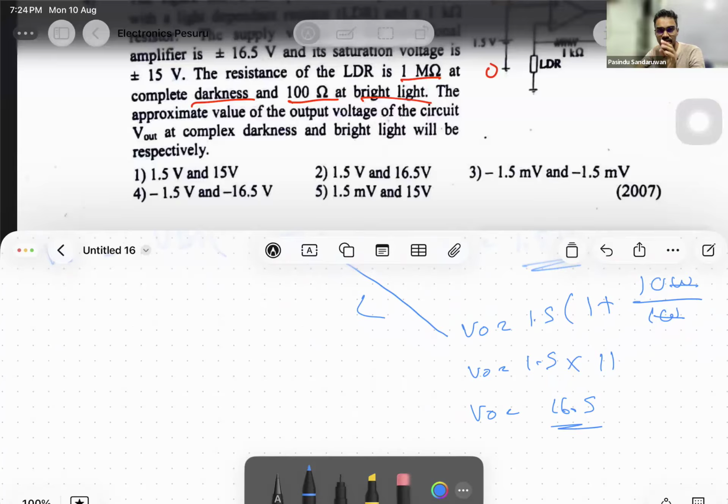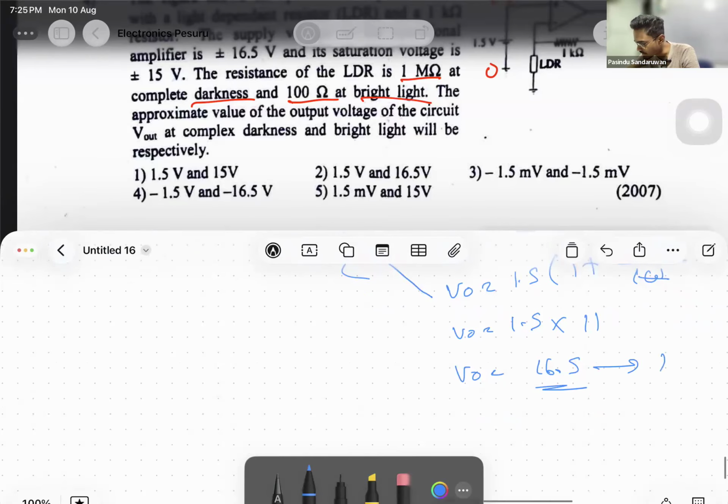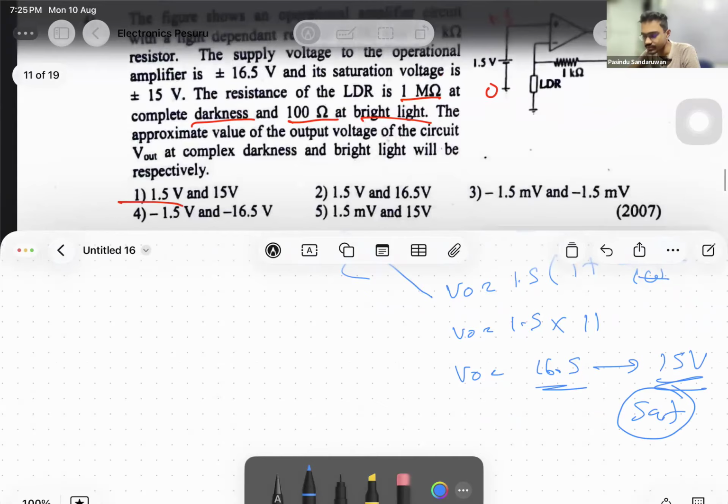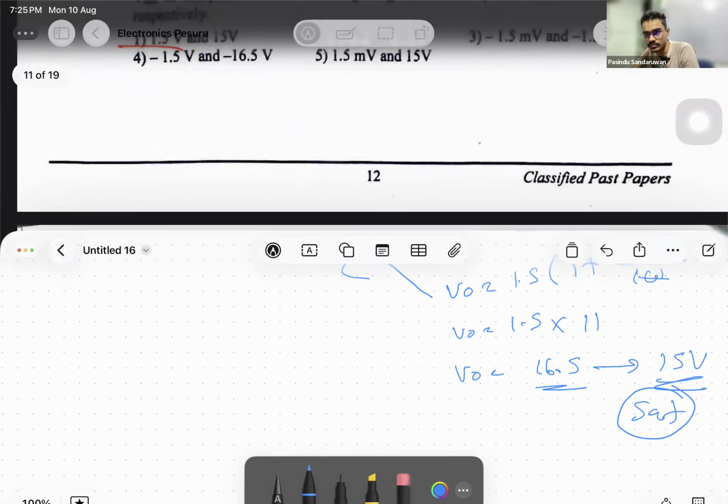But in saturation, this can go up to the saturated levels of plus 15 only. Even though it is supposed to go up to 16.5, it stops at 15, the saturated value. So the answers are 1.5 and 15, option 1. Right, next.